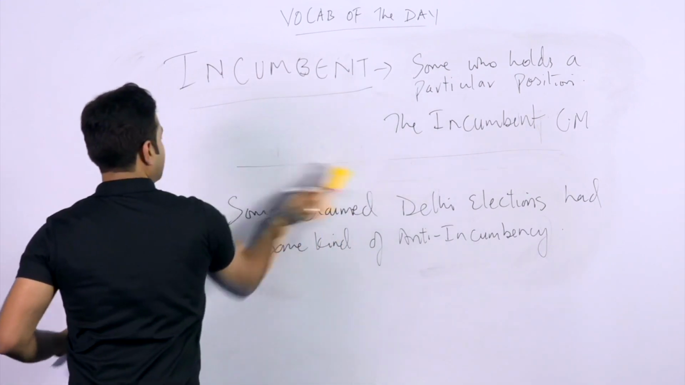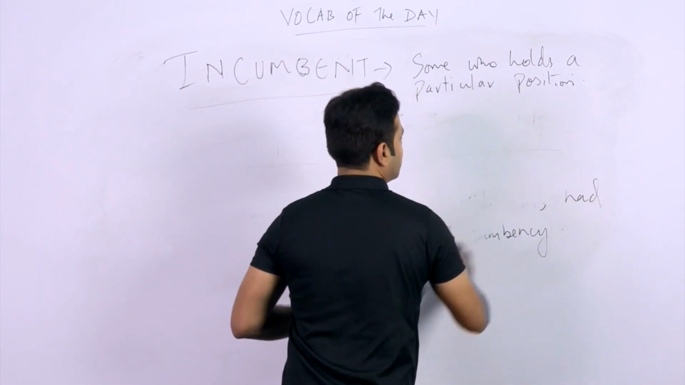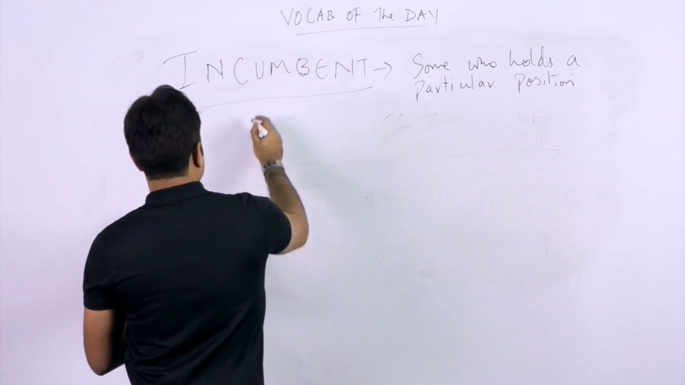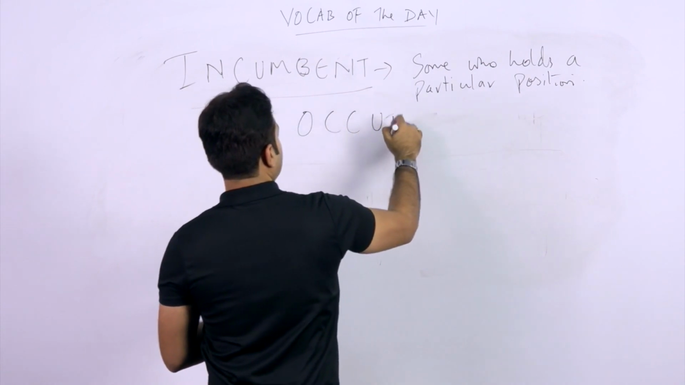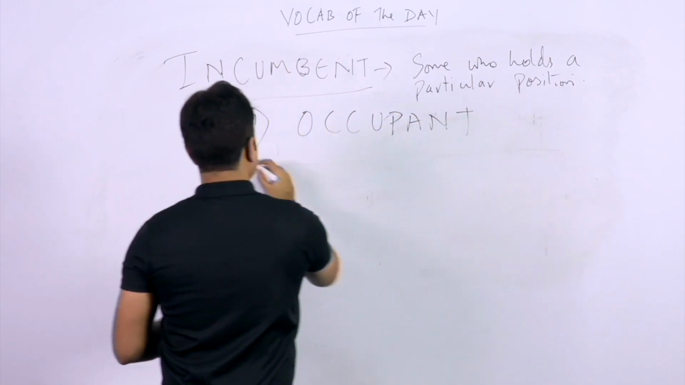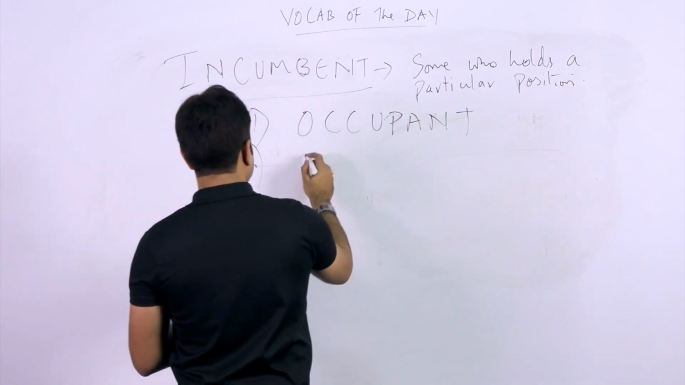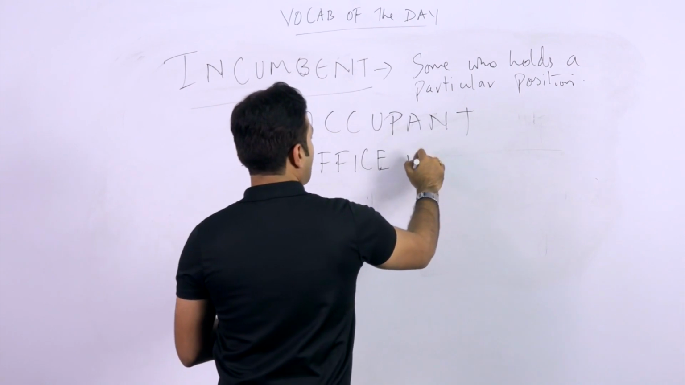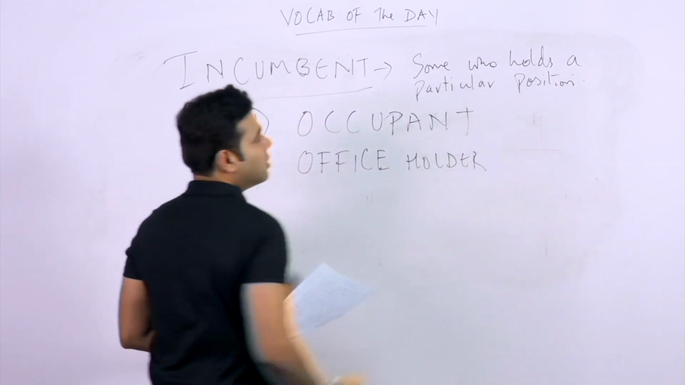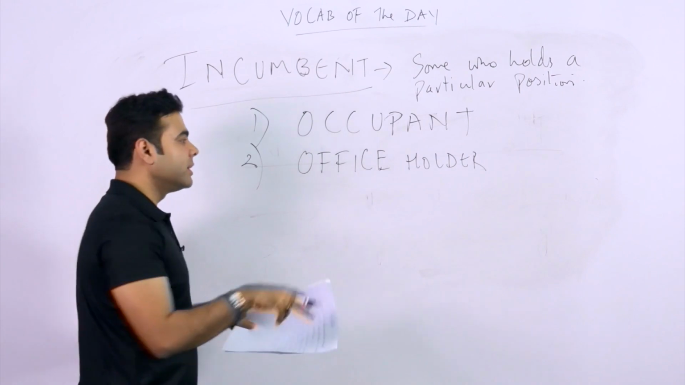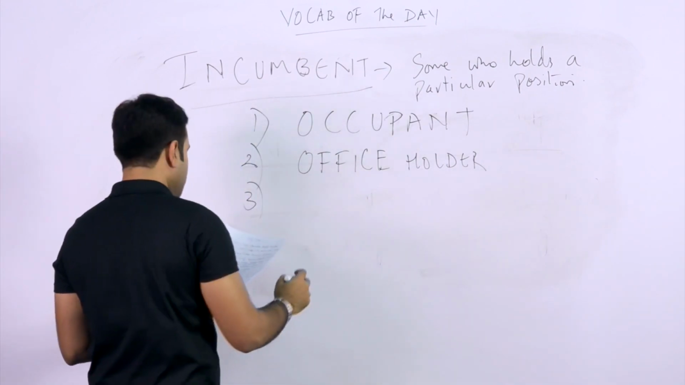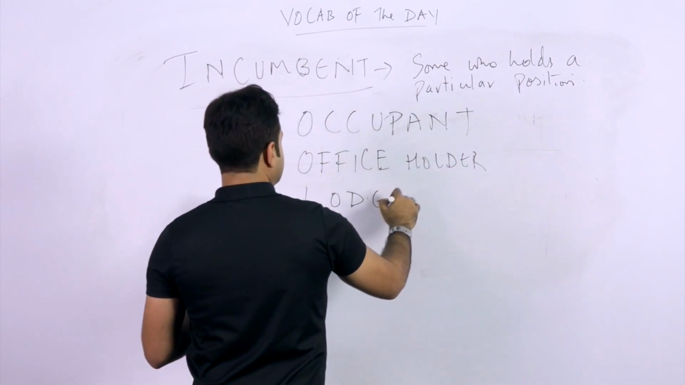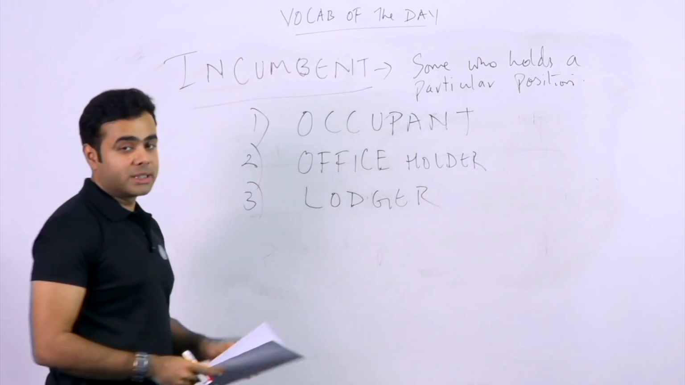Now, finally, what are the synonyms for the word incumbent? Again, I have used very simple words. The first word is occupant. The second word, a very simple one so that you remember it, is office holder. I have already told you, one who holds a particular position at that moment of time. You can use incumbent. The third word I have used after office holder is lodger. It's a nice word.